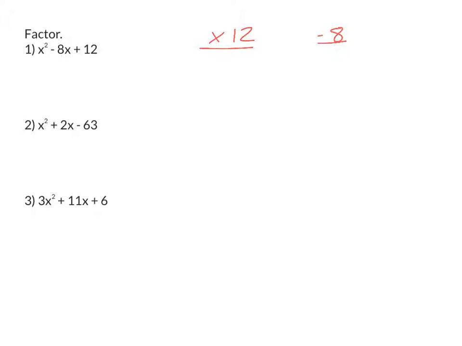Numbers that multiply to 12 are 1 and 12, 2 and 6, or 3 and 4. But they have to multiply to a positive 12 but add to a negative 8, so that must mean that both of these have to be negative, because negative times a negative would make a positive. So negative 1, negative 12, negative 2, negative 6, or negative 3, negative 4. And of those options, negative 2 and negative 6 are the numbers that add to negative 8.